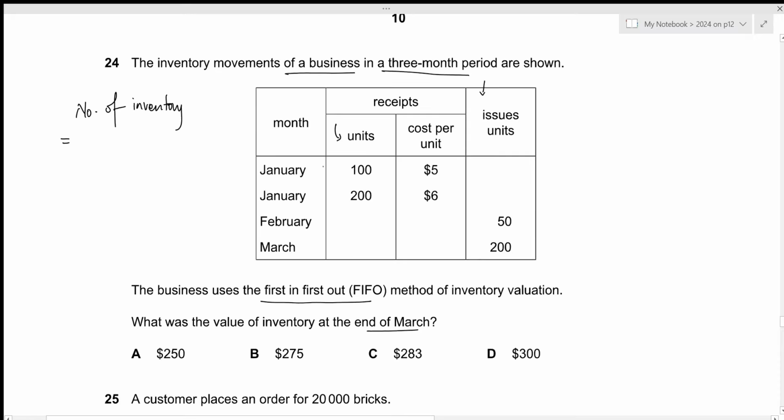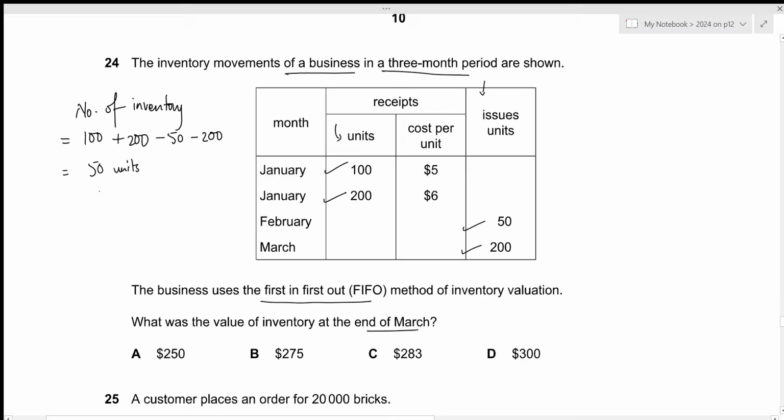Okay, at the beginning we had 100 units. Then we purchased additional 200 units. Then we used 50 units, so 50 units will decrease. Then we use 200 units, so 200 units will also decrease. So we have 50 remaining units.